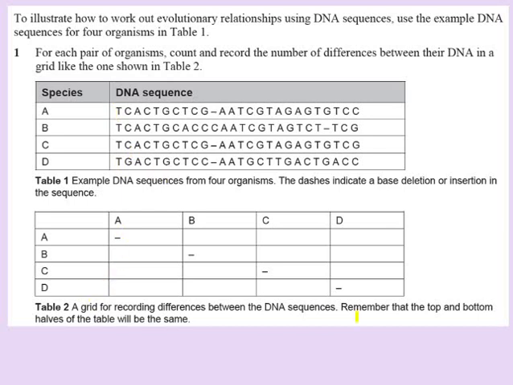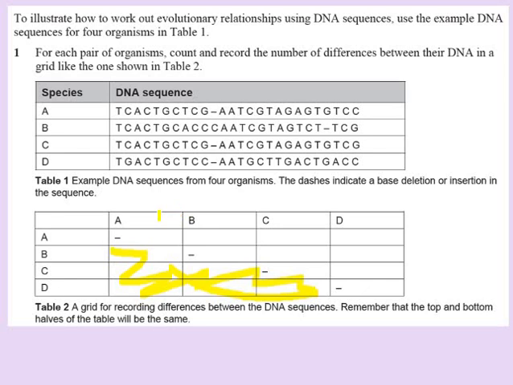Now, the top of the table here and the bottom of the table here are similar. So, for example, if you do B and A here, then you no longer need to do the B and A here. So actually, you can ignore this side of the table. All you need to do is fill out these boxes here. Now I'll do the first one with you.